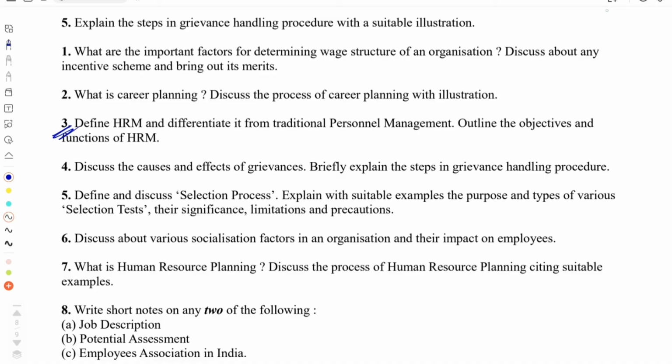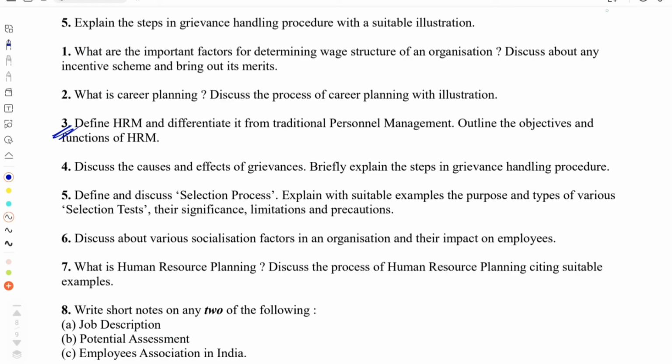But the thing is that these tests do not guarantee 100% prediction of on-the-job success. Sometimes even though the person might be highly qualified to do the job, luck might not favor them and they might not be able to clear the tests. Just because you have selected somebody from the tests does not mean that you have got the best candidate possible for the job. So that is selection process.